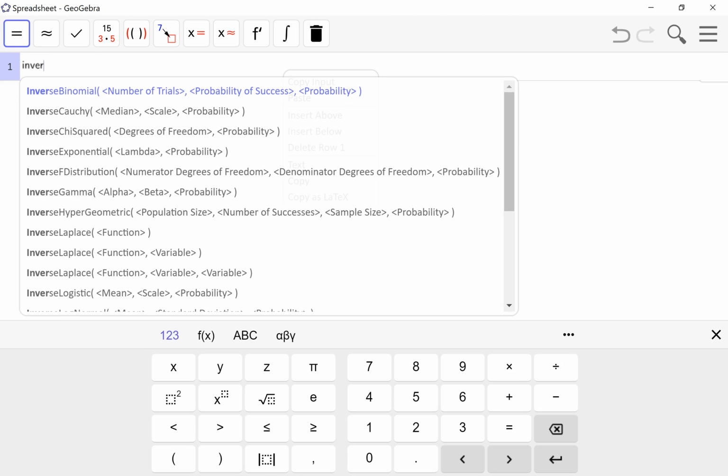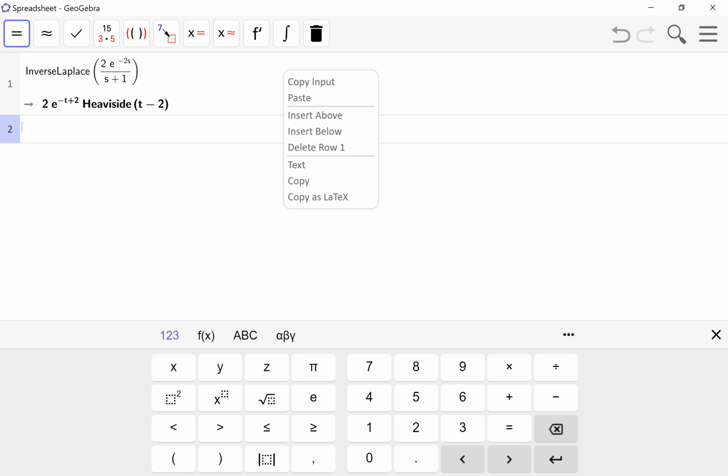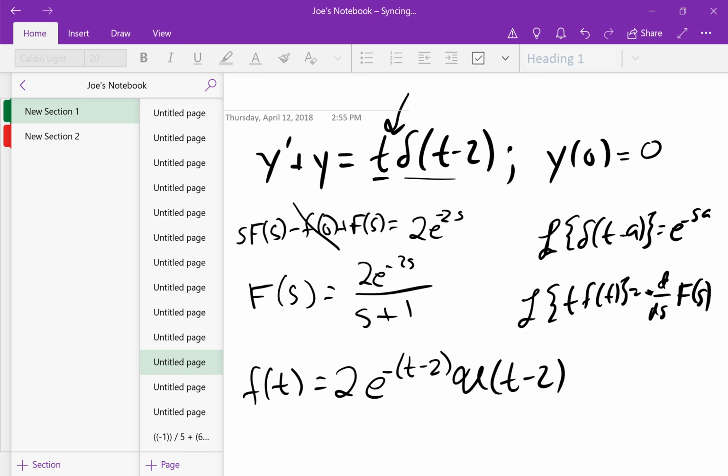If we do the inverse Laplace transform of, again, that was 2e to the negative 2s, divided by s plus 1, we get exactly what we said we're supposed to get. Notice that this is the negative of t minus 2 up there in the exponent. So we get exactly what we said that we had over here.